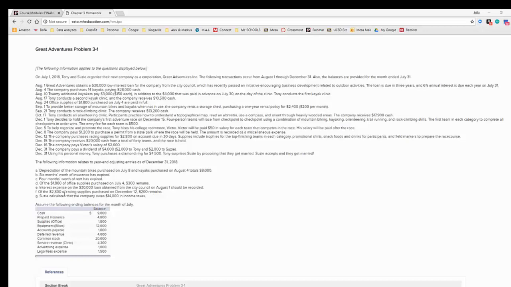And finally, Susie calculates that the company owes $14,000 in income taxes. I'm not going to ask you how that was calculated. If you're interested in that, you can take an income tax class, but we're not going to talk about that in this class. So we're just given that amount. So that's an income tax expense to me. I haven't paid it. There's no indication that they paid that, so it's going to go to an income tax payable account. So those are my adjustments right there.